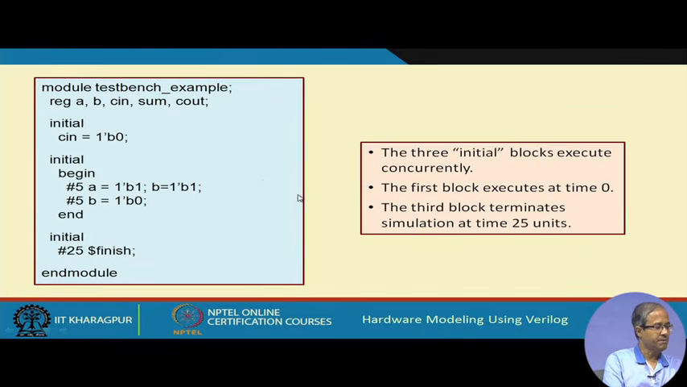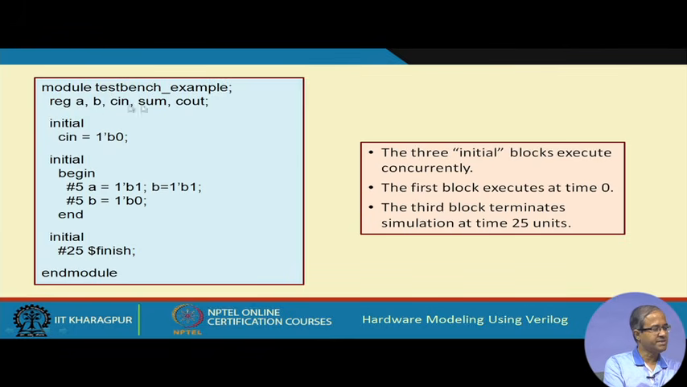So, some simple example. This is the example of a test bench, but I am not instantiating the module because our objective is just to illustrate the initial blocks. Here you see we have used 3 initial blocks, and if there are multiple statements inside an initial block, you need this begin and end, but if there is a single statement, you do not need the begin and end, it is optional. So, all the 3 initial blocks start execution at time t equal to 0.